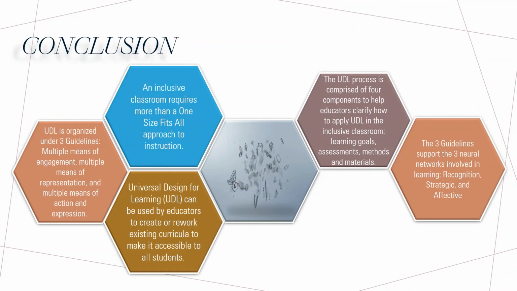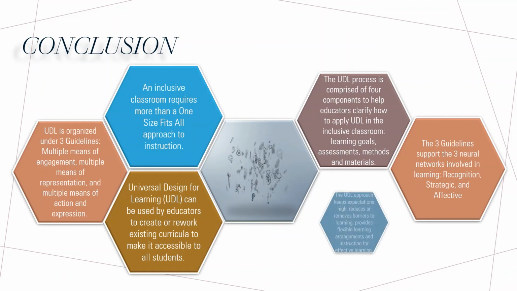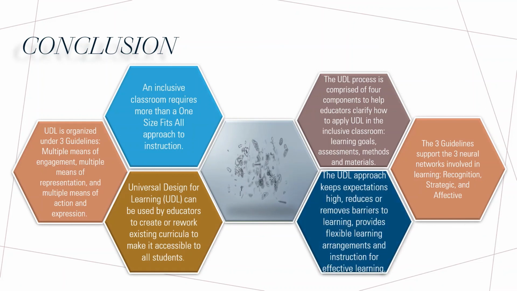The UDL process is comprised of 4 components to help educators clarify how to apply UDL in the inclusive classroom: learning goals, assessments, methods, and materials. The UDL approach keeps expectations high, reduces or removes barriers to learning, provides flexible learning arrangements, and instruction for effective learning.